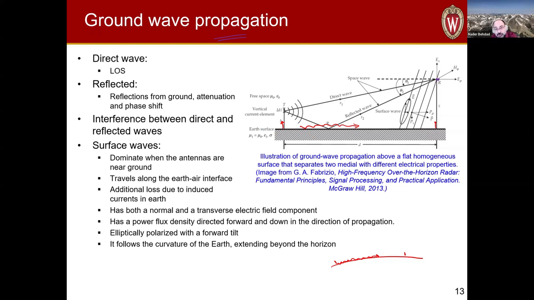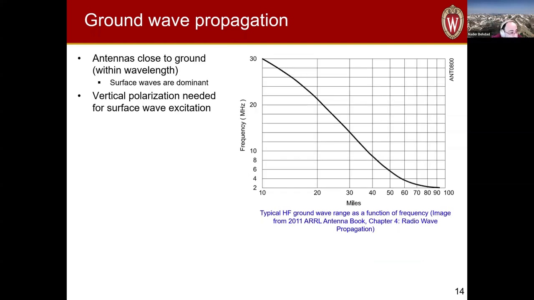These waves tend to propagate better over surfaces that have better conductivities, and over poorer surfaces, they don't propagate as well. Here we're looking at a curve where on the vertical axis we have frequency, and on the horizontal axis we have the distance that a typical surface wave can propagate over. For example, at lower frequencies, around 2 to 4 megahertz or so, these waves can propagate over very long distances, in this case 80, 90, 100 miles or so. At higher frequencies, the propagation doesn't go as far.